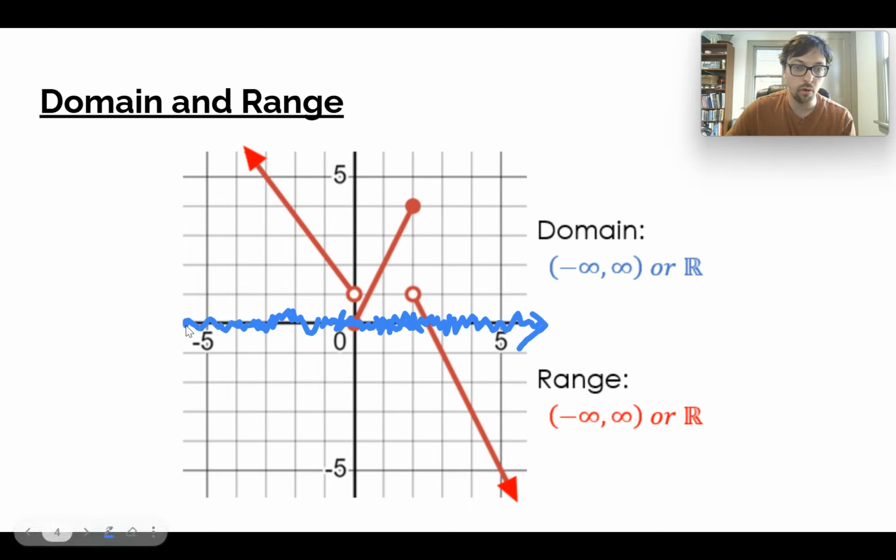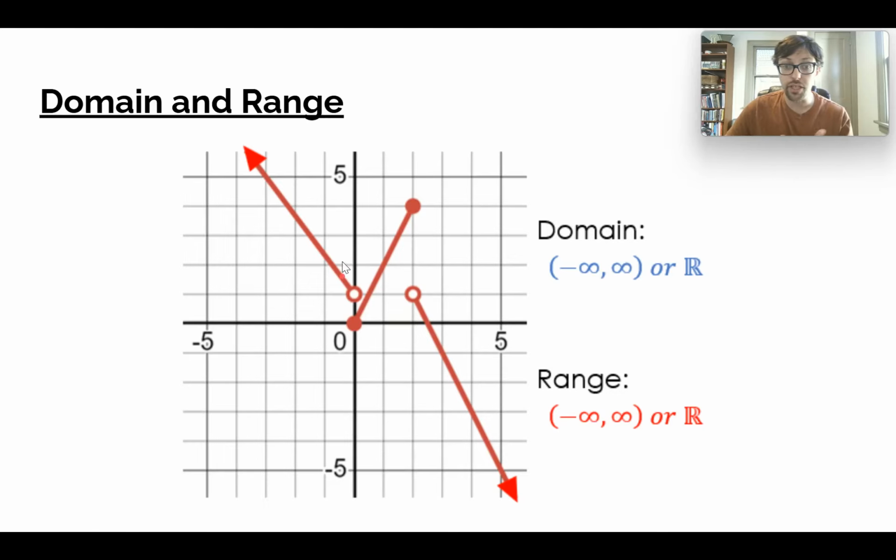And because we have this overall negative rate of change that's going all the way across our graph, we get all the way towards negative infinity. There was no point along this x-axis where there was no output. There was always an output. So my domain is all real numbers, or negative infinity to infinity.